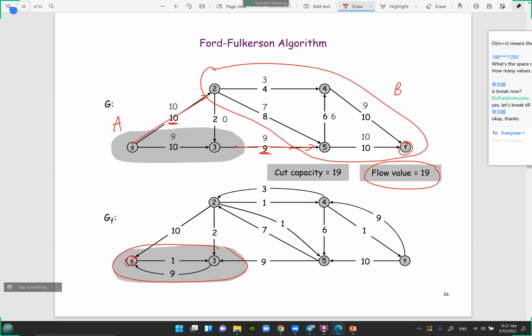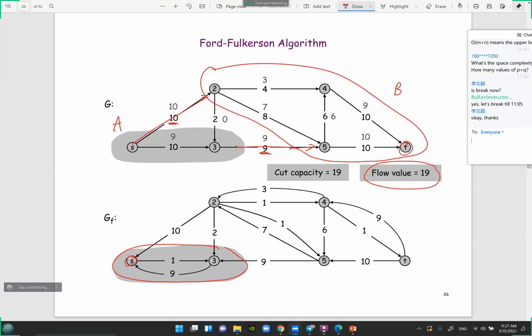So the property that eventually we'll prove is that when the Ford-Fulkerson algorithm terminates, you have a maximum flow. And then from that maximum flow, you can find a cut whose capacity is equal to the maximum flow. So in our case, we can find a cut of size 19, and this has the same capacity as the max flow. Are there any questions about the Ford-Fulkerson algorithm?